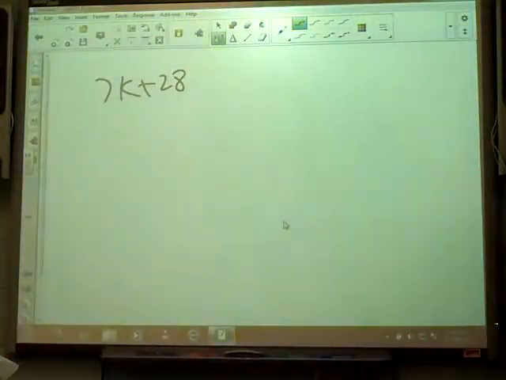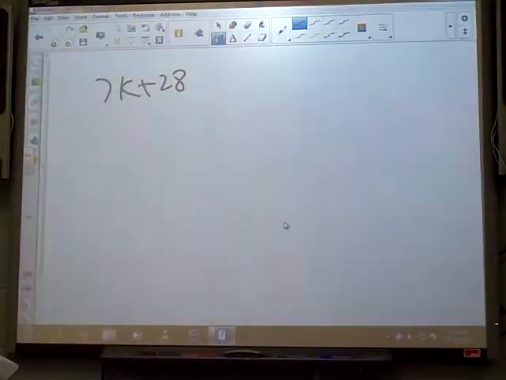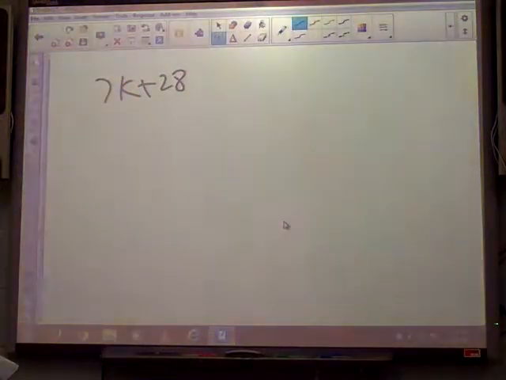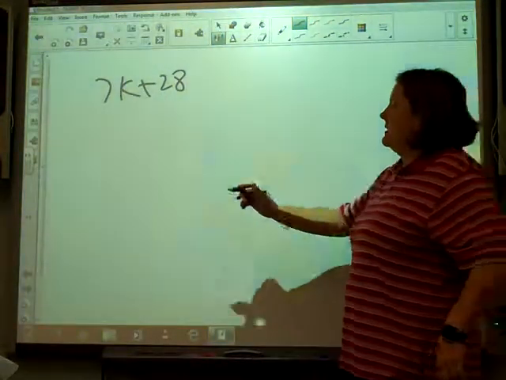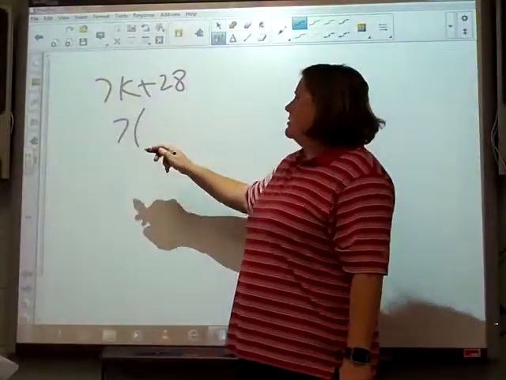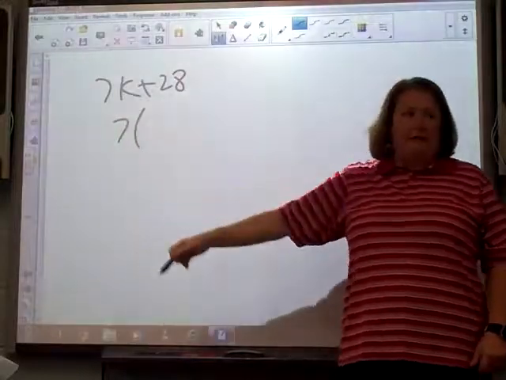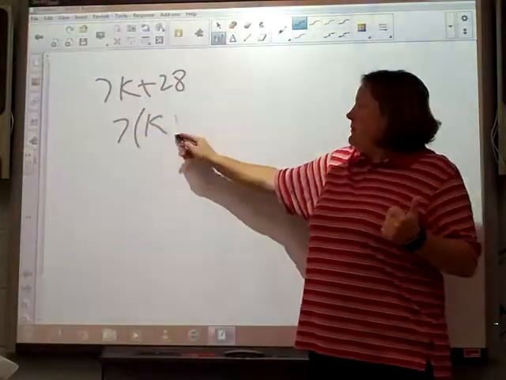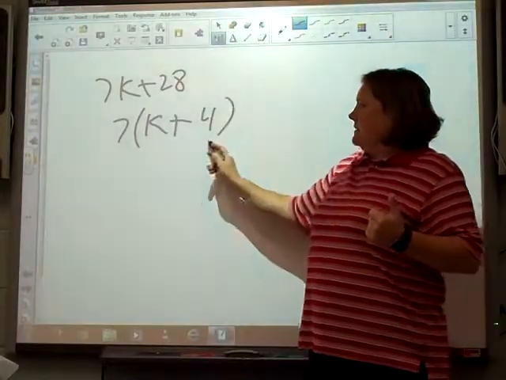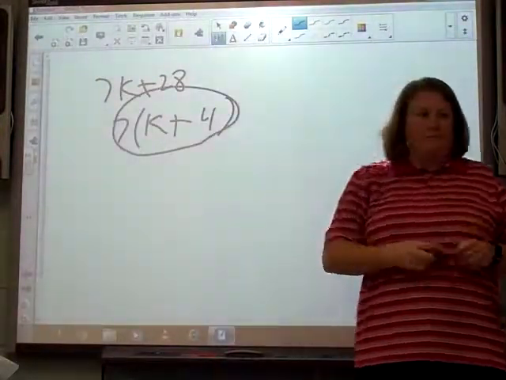When we're factoring anything, every time we always check for a GCF, greatest common factor. 7K plus 28. What is the greatest common factor? 7. So all we're doing is undistributing. We're going backwards. If I had a 7K and I took a 7 out, what do I have left? If I had a 28 and I factored 7 out, what do I have left? 4. That's it. You factored. Congratulations.